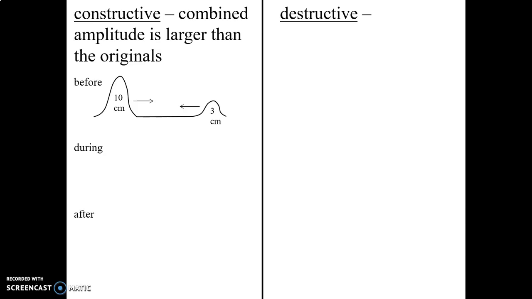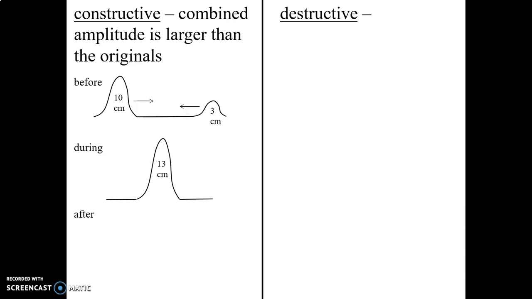The during picture is going to be at the moment they overlap. So I want you to pause the video and draw what you think the waves look like at the moment they overlap, including the size of the amplitude. How large can the amplitude be? Well, if you took a guess, I hope you guessed about 13, and that's absolutely right. So the math here is real simple. They literally just add together as a 13 centimeter tall amplitude. In this case, both crests form a single crest.